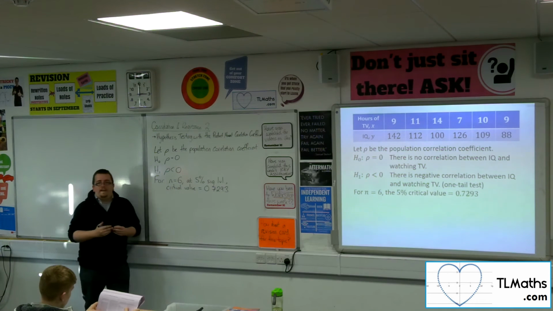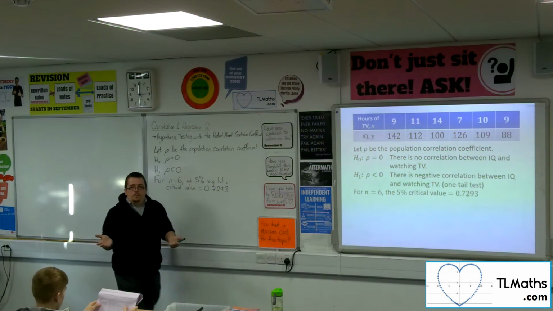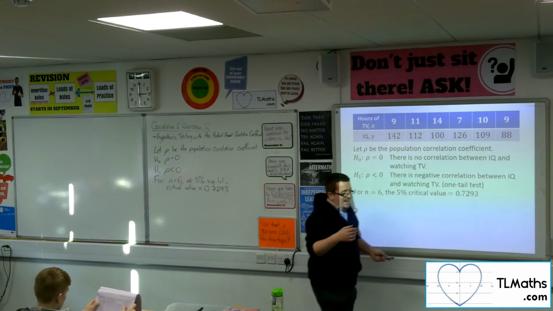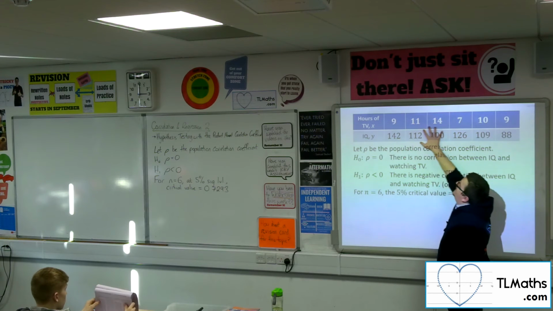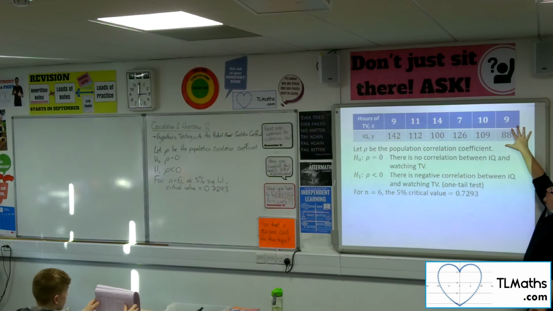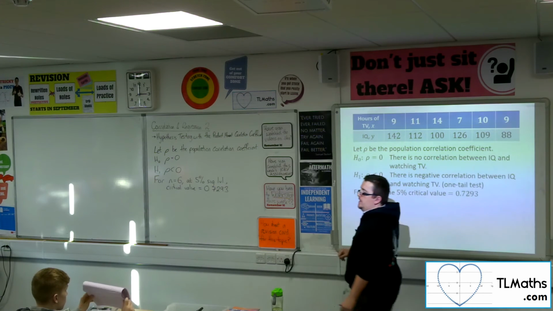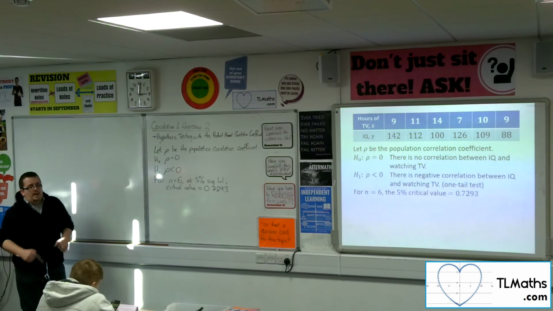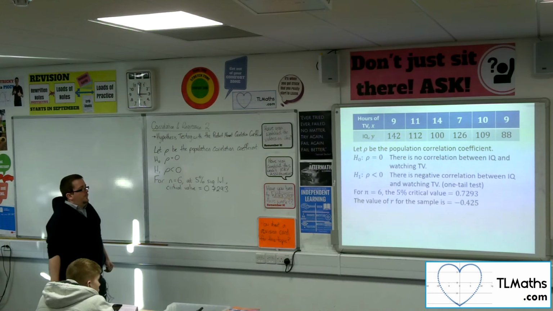So that's got our critical value. But we haven't got anything to compare it against. Oh no. So what we're going to need to do is to find the product moment correlation coefficient for our sample. We need to find a value of R. So on your calculators, could you find me the value of R? Right, you should get the value of R to be minus 0.425.